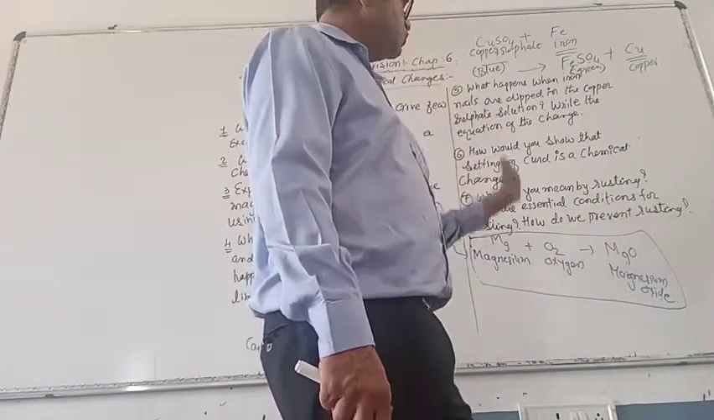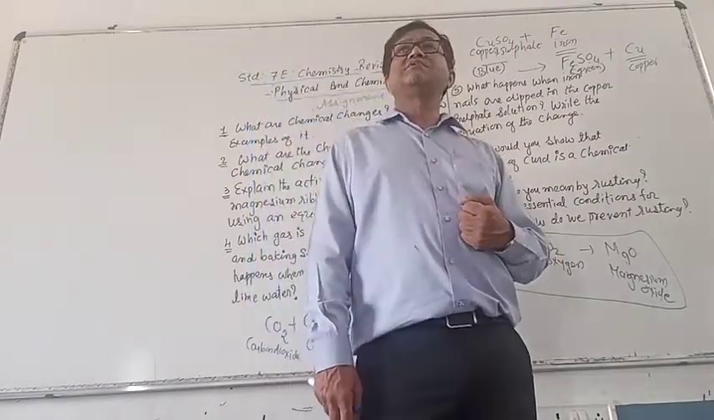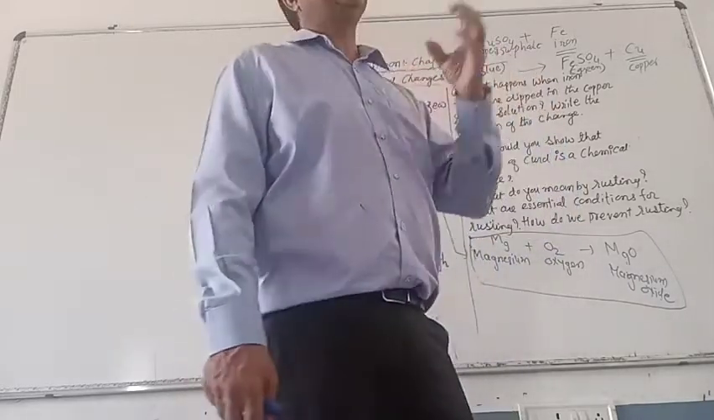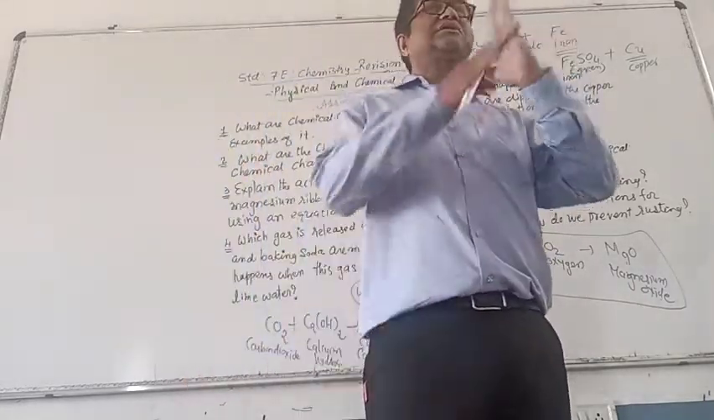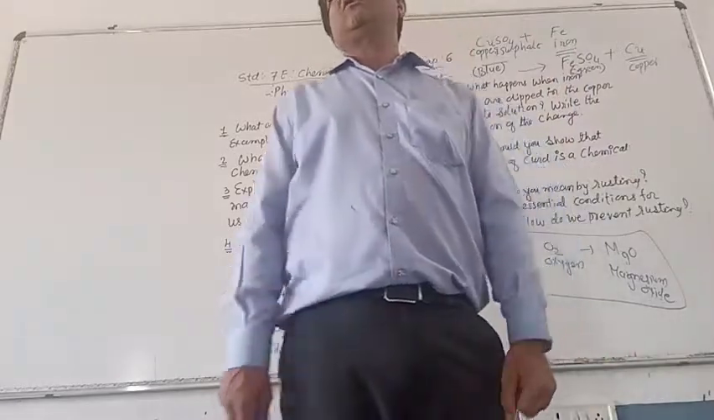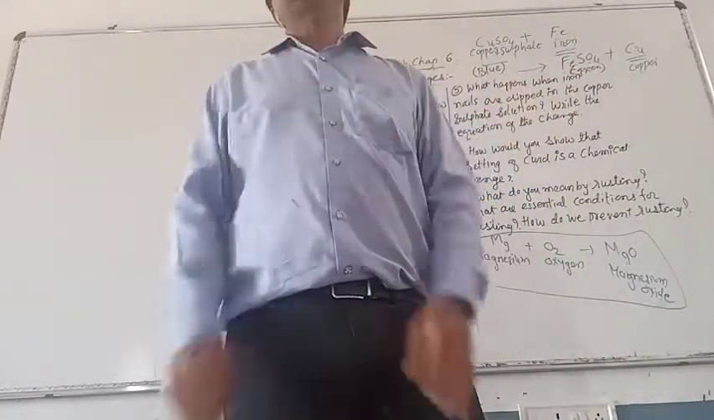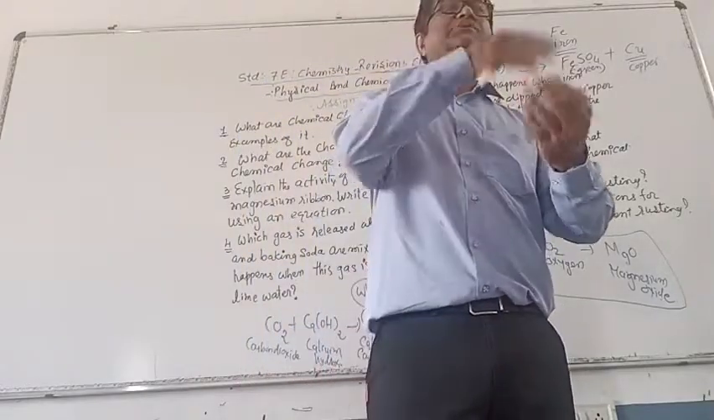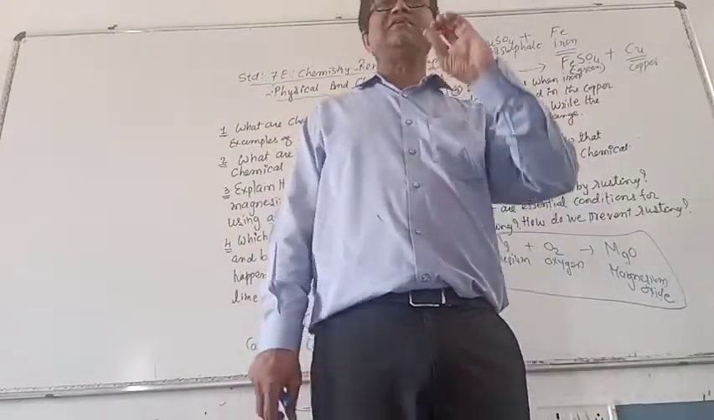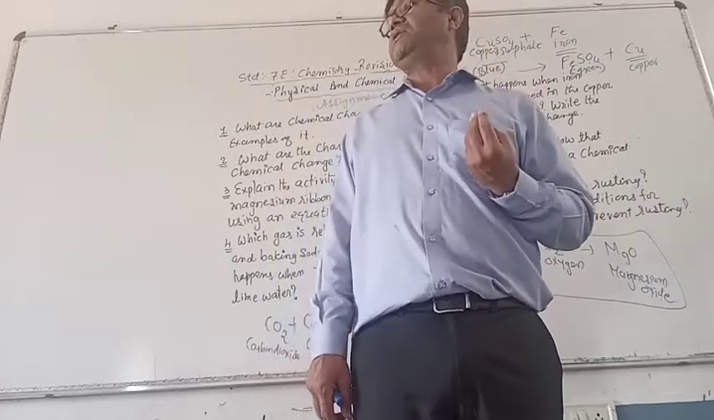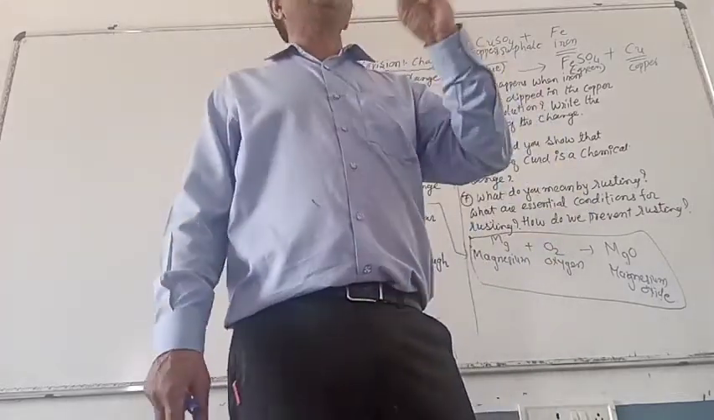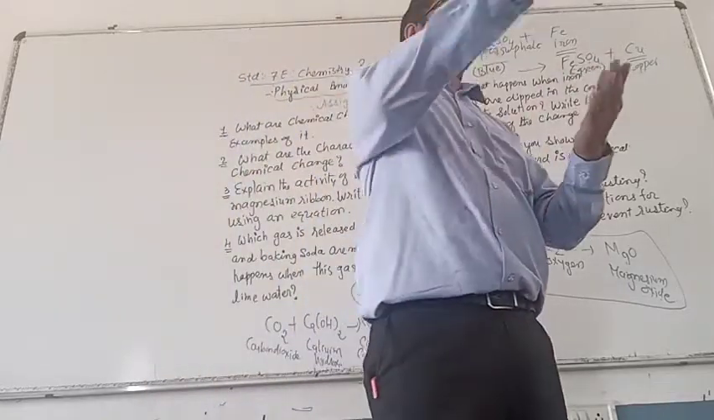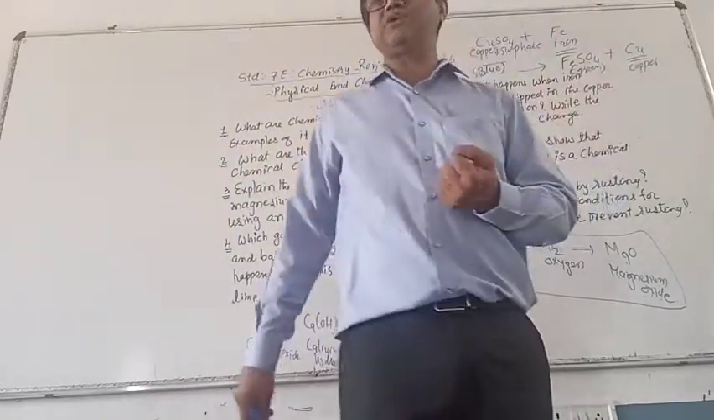What should we do to prevent rusting? To prevent rusting, we must cut off the connection of the metal with the moist air. For that, what can we do? We can put oil on it. When we put an oil layer on it, it does not come in contact with oxygen. Second thing is, we can make a coat of paint on it.